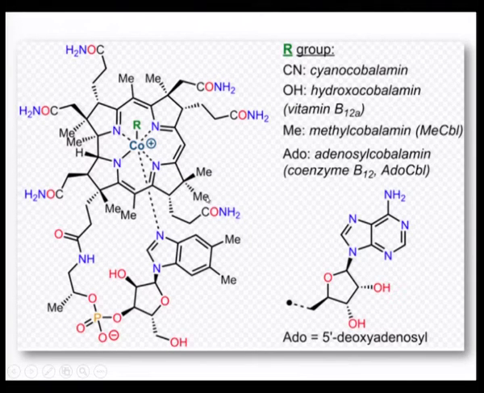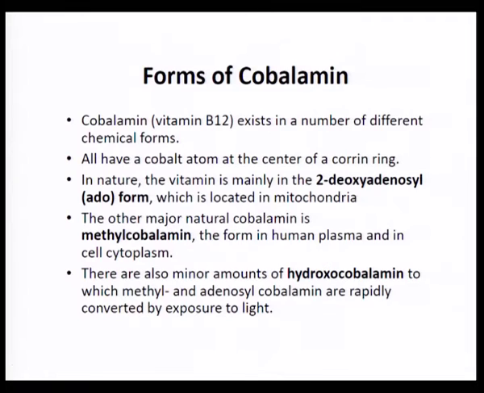So you see there how different compounds can actually end up donating a pair of electrons, or rather forming the coordinate complex. You see there the vitamin B12 exists in different chemical forms, as I have told you. The main feature of this structure is the corrin ring. In nature, the vitamin is mostly found as a 5-deoxyadenosyl form, which is located in the mitochondria. So that's the natural form.